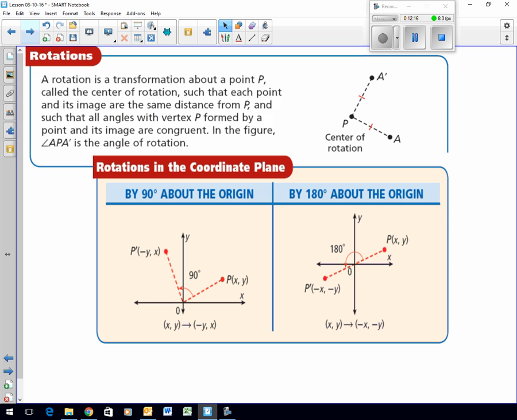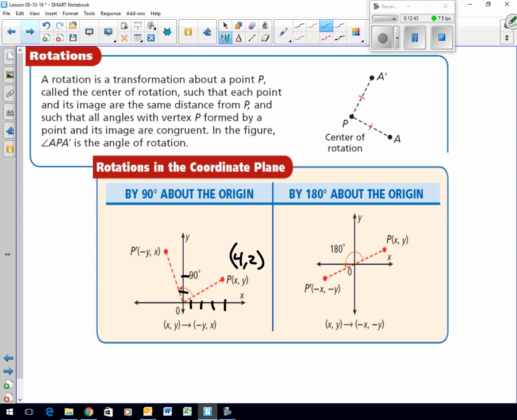Rotating things 90 degrees counterclockwise about the origin. I'll make this easy for you. 1, 2, 3, 4, up 1, 2. Point P is at point (4, 2). If I rotate point P 90 degrees counterclockwise about the origin, I can take these simple steps. My P prime, see how this says (negative y, x)?